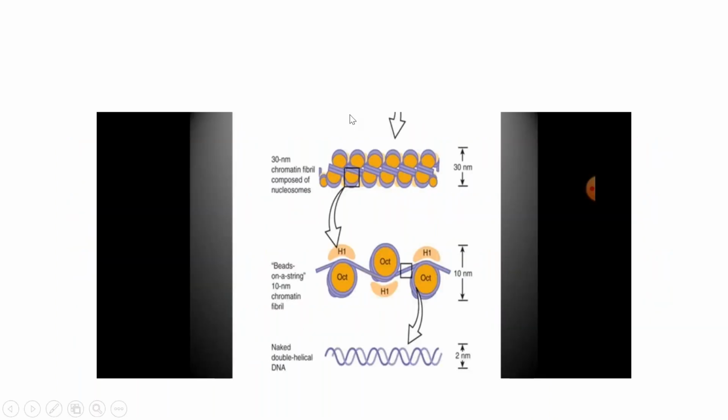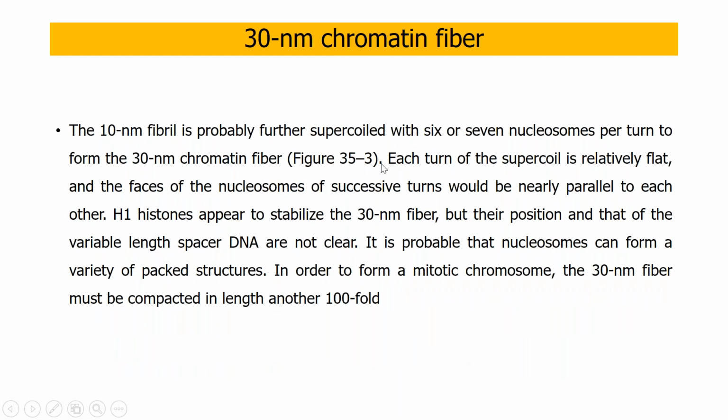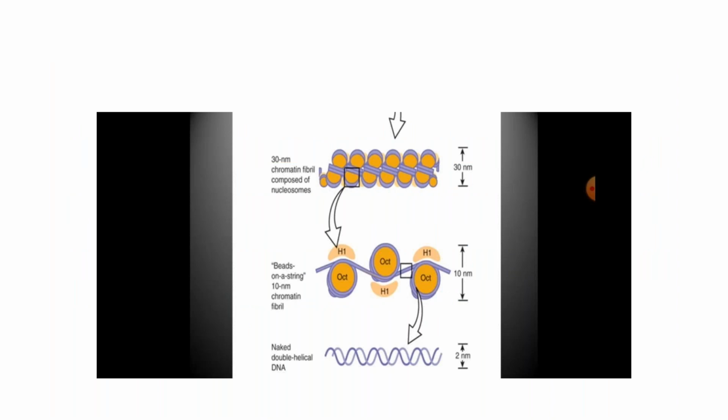Okay, in this you can see 30 nanometer fibril composed of, इसमें you can see there are 6 nucleosomes in one turn. Okay, and if we see this is a DNA. A part of DNA, when you see, it is arranged like nucleosomes, and this is the linker DNA, and then similar 6 such molecules will form 30 nanometer chromatin fibril.